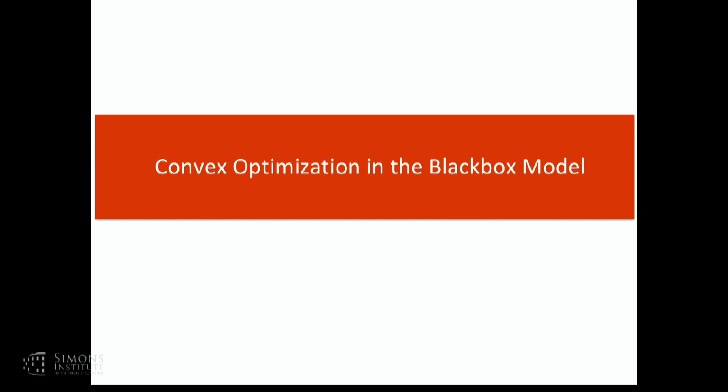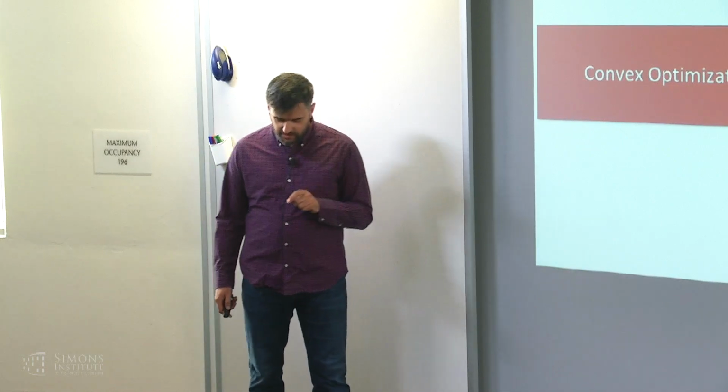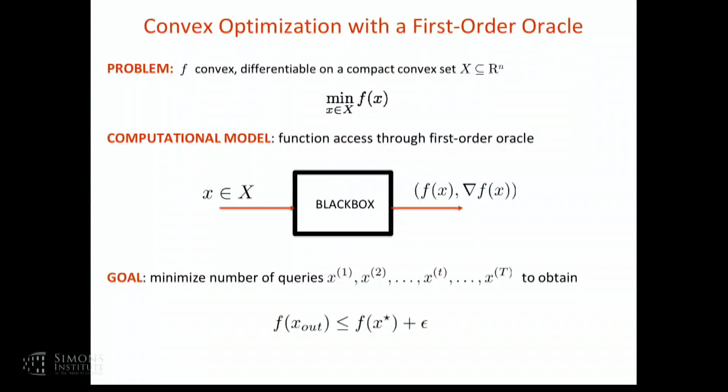Okay, so let me first talk a bit about the simplest kind of model, which is the model we'll be working with today: convex optimization with a first-order oracle. And it's very simple. You're trying to minimize a convex function. And the way this convex function is presented to you is through a black box. So you feed it a point x, and you get back the function value and the gradient. Turns out you don't even need the function value. The gradient is enough. But let's say you also get the function value.